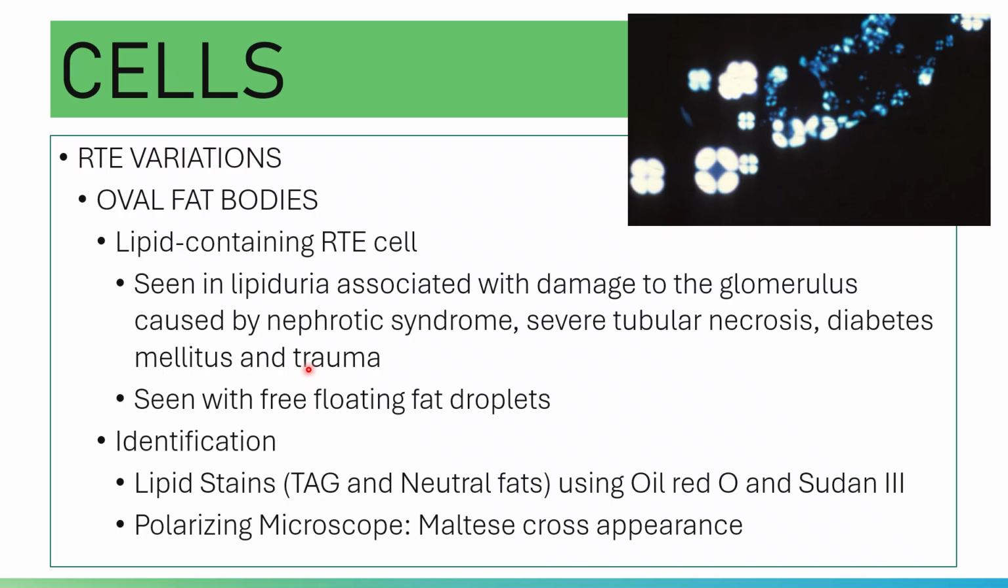So your OFB, the oval fat bodies, are lipid-containing renal tubular epithelial cells. A characteristic finding for nephrotic syndrome is the presence of lipids in the urine in any form, accompanied by marked proteinuria. These are characteristic findings of nephrotic syndrome.